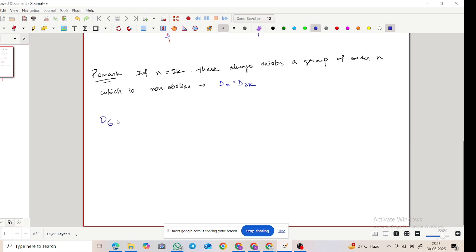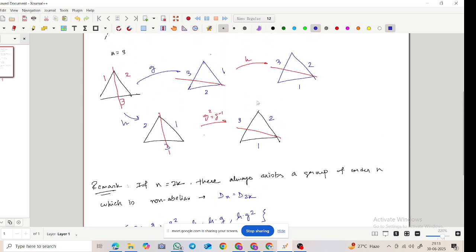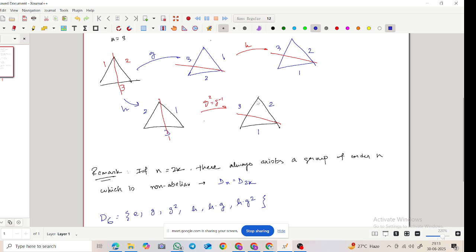It is needed before we go to the permutation group. Can you compute D6? That is, can you compute g, g square, g cube. These are easy, right? Oh, g cube is identity, sorry. So this is easy: e, g, g square. H, Hg, Hg square. Can you compute this? I think we have computed a few here, right?